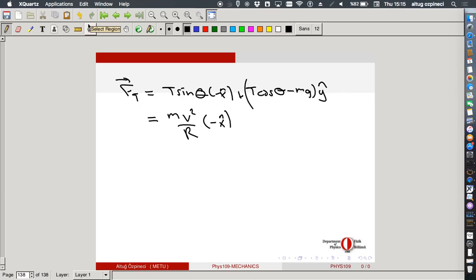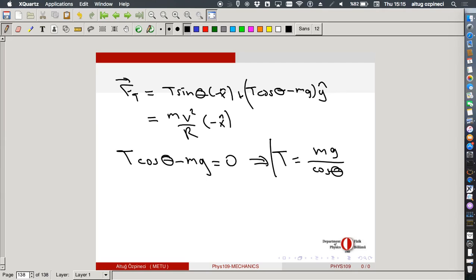Now, first of all, what is the component of the force in the y direction? It should be 0. Acceleration doesn't have a component in the y direction. So the total force shouldn't have any component in the y direction. This has to be 0. T cosine theta minus mg should be equal to 0. Well, tension is something we didn't know. So this tells me that tension has to be equal to mg over cosine theta.